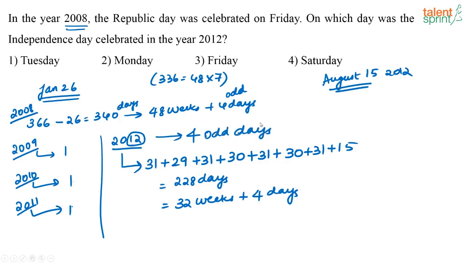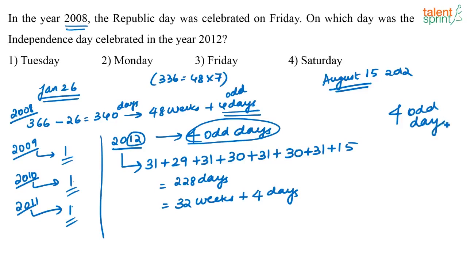So now what should I do? I have to find out how many odd days are there from January 26, 2008 till August 15th, 2012. When I add, in 2008 there were 4, 5, 6, 7. So 7 odd days is equivalent to 0 odd days, correct? Next, in 2012 there are 4 odd days. So net I will have 4 odd days. Now we know that Republic Day was celebrated on a Friday. So Friday plus 4: Saturday, Sunday, Monday, Tuesday. So the answer that we are looking for is option 1, Tuesday.